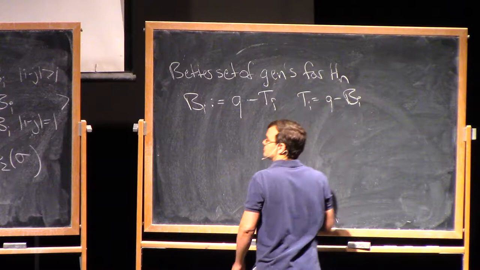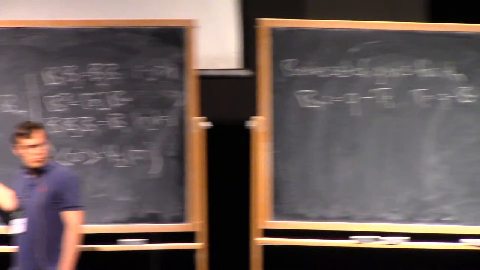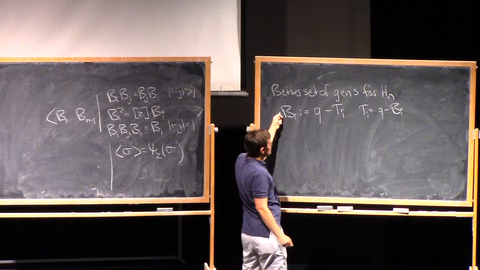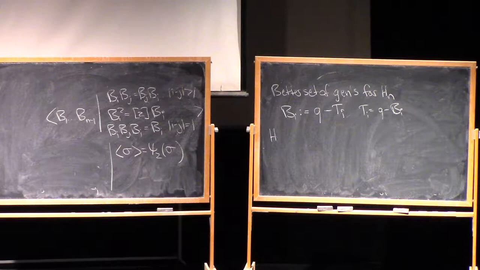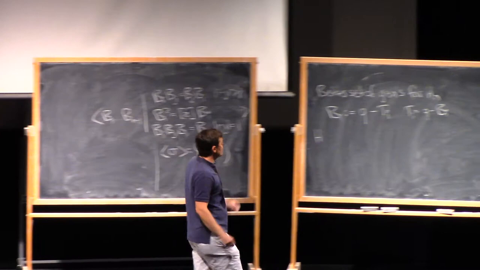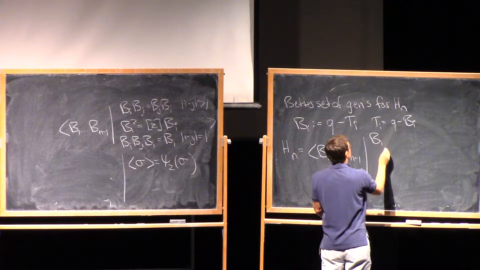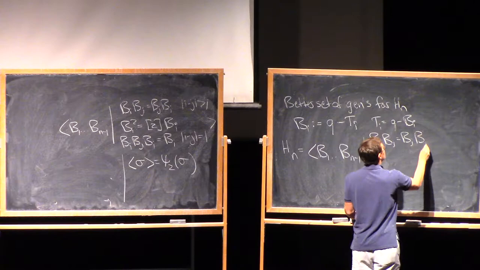You'll notice that this looks an awful lot like the map from the braid group to the Temperley-Lieb algebra that I just managed to erase. And this is clearly a perfectly good set of generators. So I could change variables in this presentation to express all the relations in terms of the B's. And when I did that, I'd find that H_n has a presentation that looks like this: B_1 up through B_(n-1). I still have far commutativity, B_i B_j is B_j B_i, where i and j are far apart.